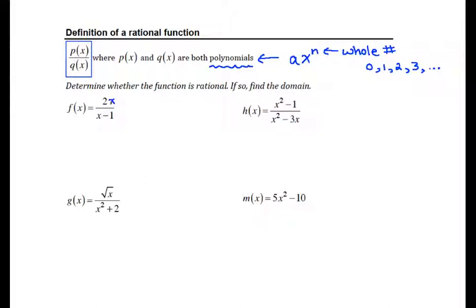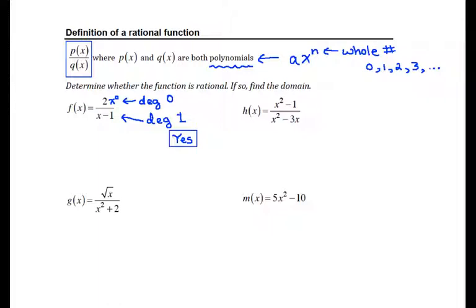2 is the same thing as 2 times x to the 0, because anything to the power 0 is equal to 1. So this is a degree 0 polynomial on top. And x minus 1 is a degree 1 polynomial. So we would say yes, this is in fact a rational function.